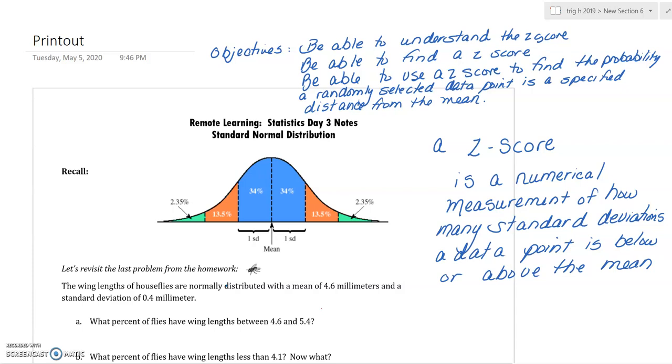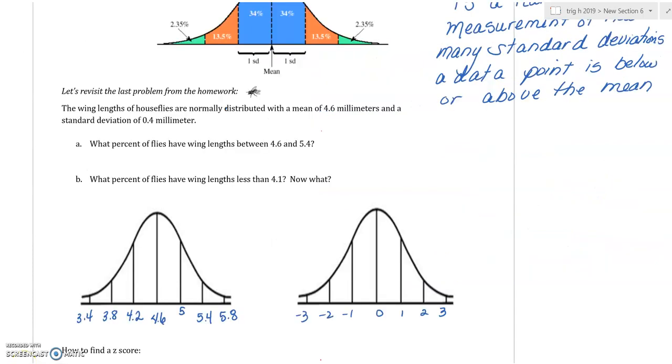Let's take a look at the problem that we did yesterday. So let's revisit that. Yesterday we talked about the houseflies and their wing lengths. So go ahead and reread the housefly problem and fill in some numbers on the normal distribution there. Great. Okay, so yesterday we talked about how if the mean was 4.6 and the standard deviation was 0.4, you could look at a normal distribution.